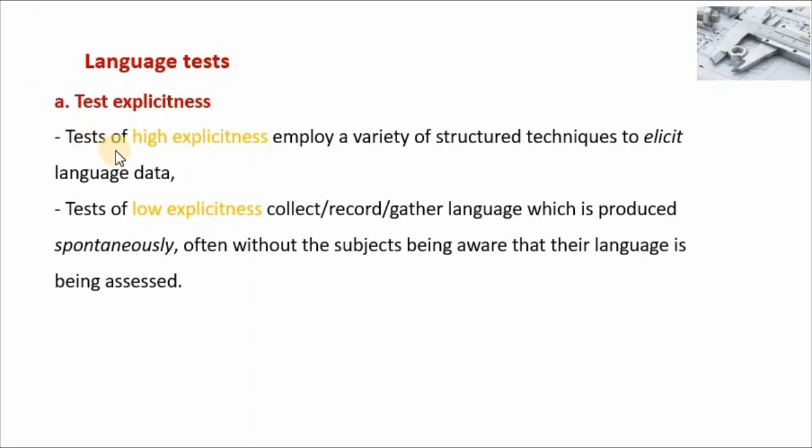The language which is elicited through a high explicitness test is a decontextualized language. It is not a language form that is put in its real context of use, whereas the language that is produced or elicited from low explicitness tests is more natural, and it is produced within its natural context. It is contextualized.